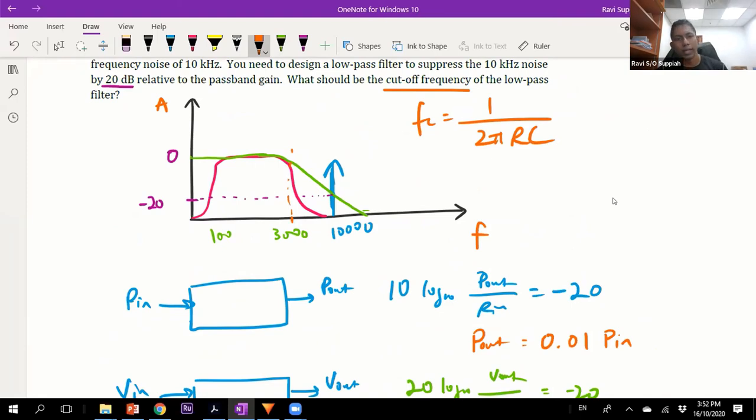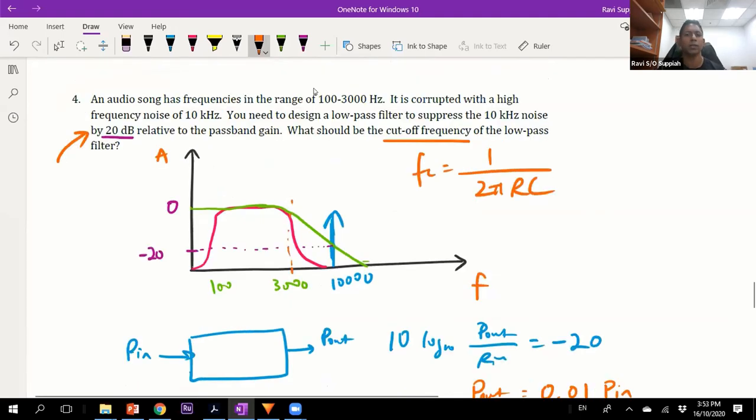And I need to relate this to the gain at 20 dB. If you look at this graph over here, this response curve, what is this point? That point is basically where the frequency response curve of the filter touches 10 kilohertz. So the information that I have is at 10 kilohertz, I want the frequency response of the filter to have gone down by 20 dB. That is the information I have.